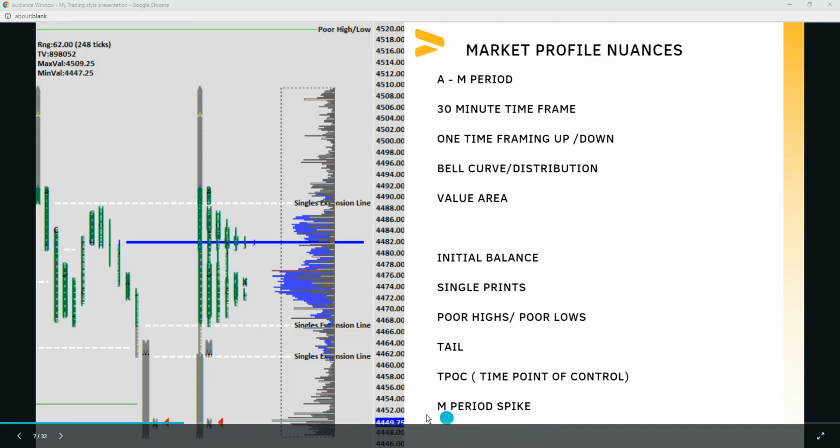The M period means that it's the last 30 minutes of trade. When we end up making a new low or a new high in M period, go back and see how this could also help you within the way the market trades the next day or even in go backs.